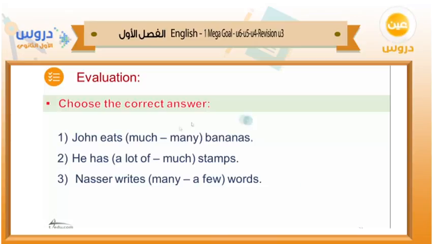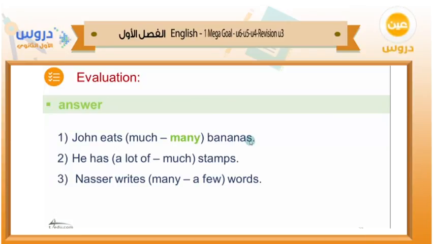So let's choose the correct answer between how much and how many. A lot of, much, many, and a few. John eats bananas, so you can count them. You see the S. So we say how many or how much? How many, because we can count bananas.